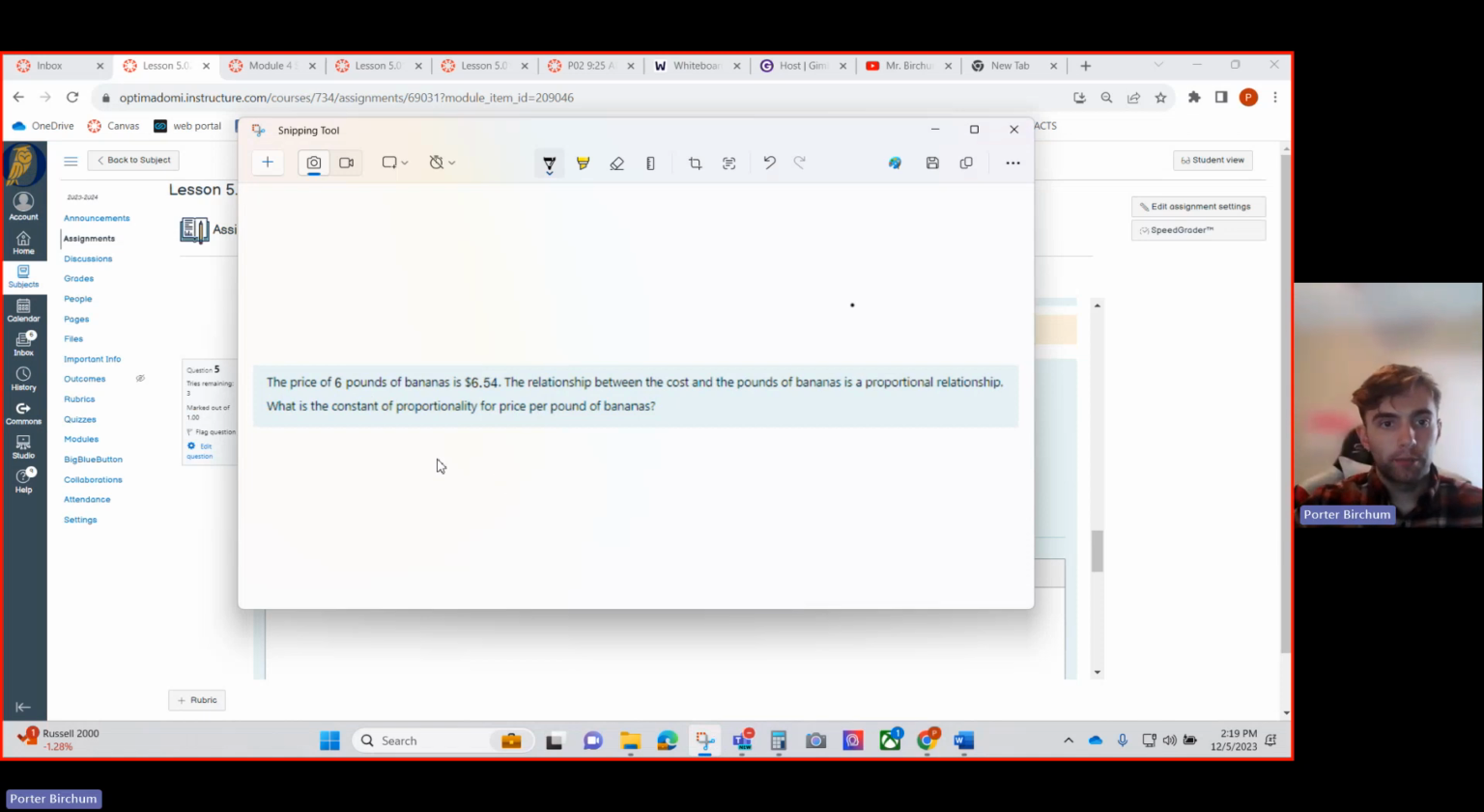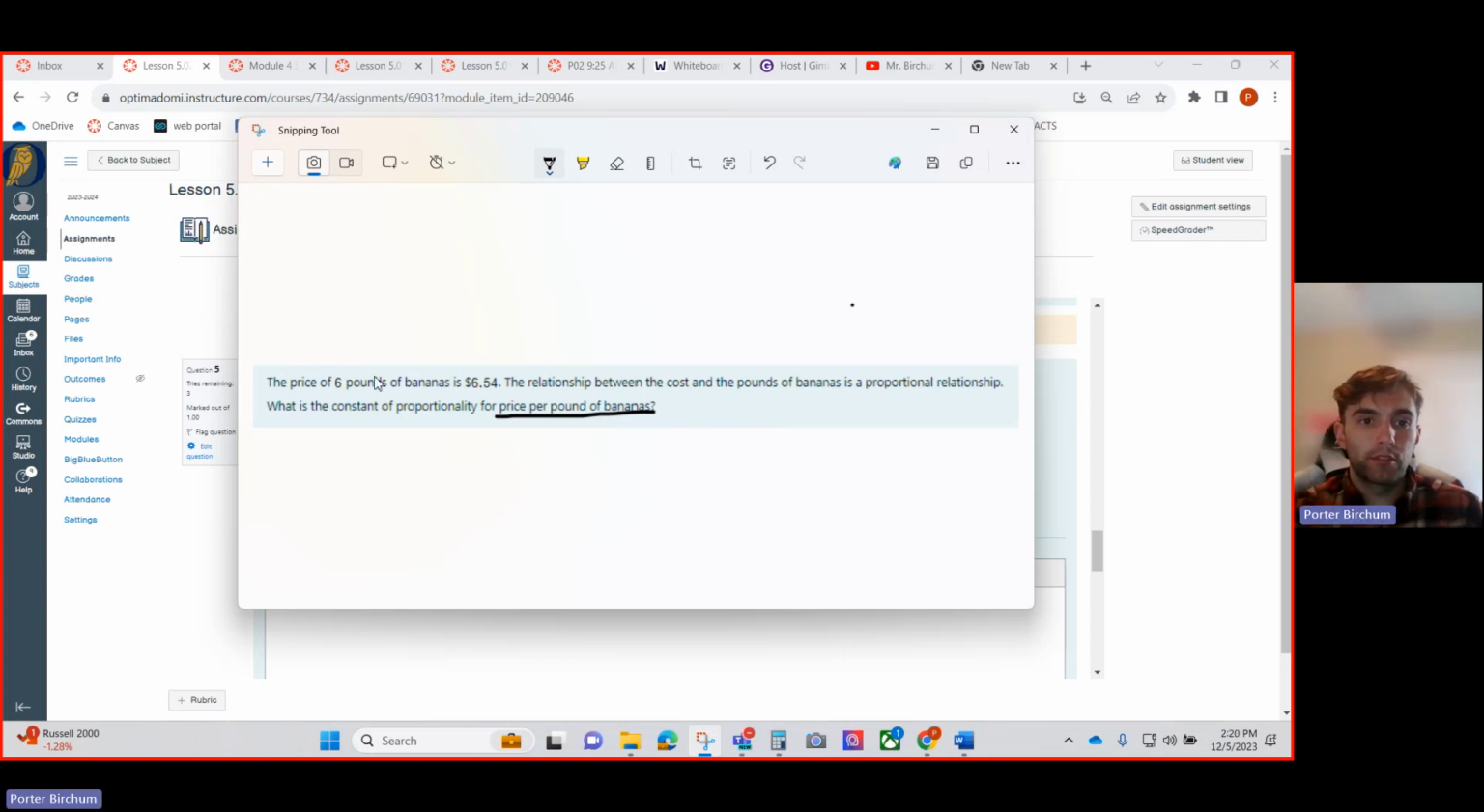The price of 6 pounds of bananas is 6.54. The relationship between the cost and the pounds of bananas is proportional. What is the constant of proportionality for price per pound of bananas? Now, my numbers might be different than yours, but you can use a similar strategy to solve your questions that I use for my questions.